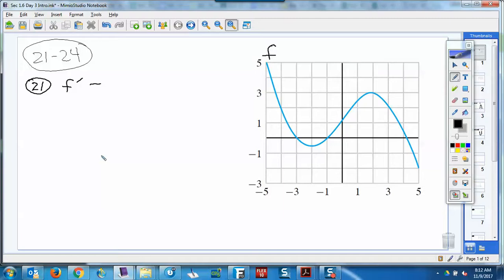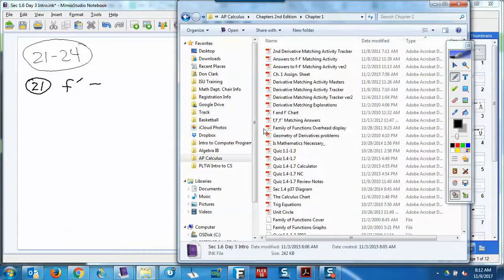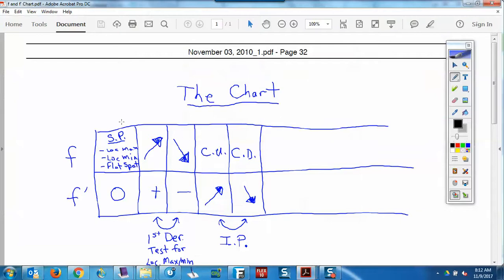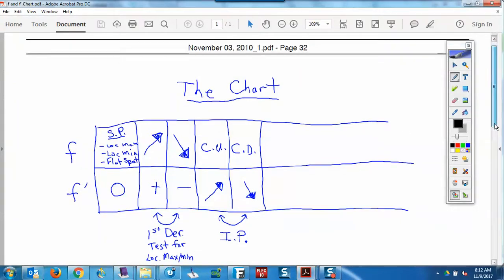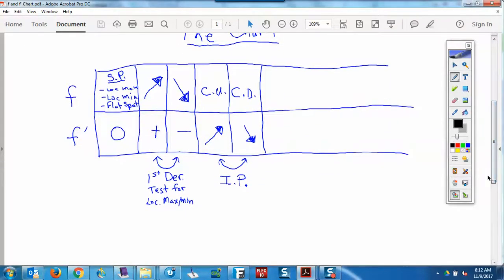Now, the more you can do without the chart, the better. I don't have the chart up here, let me pull that up. All right, here's a similar chart that we made yesterday. So where is f prime negative? Well, we're looking for when f is decreasing right here. The less you need to look at the chart and the more you can just get that, the better, but it's there if you need it.